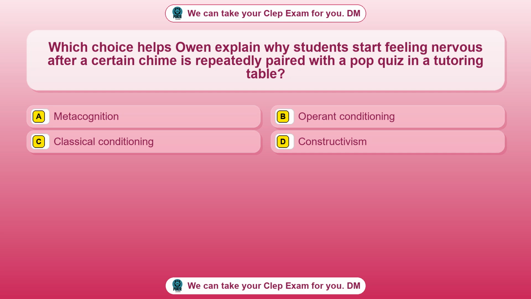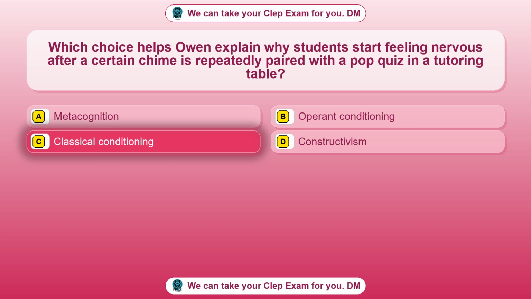Question 1. Which choice helps Owen explain why students start feeling nervous after a certain chime is repeatedly paired with a pop quiz in a tutoring table? Option A, metacognition. Option B, operant conditioning. Option C, classical conditioning. Option D, constructivism. The correct answer is option C.